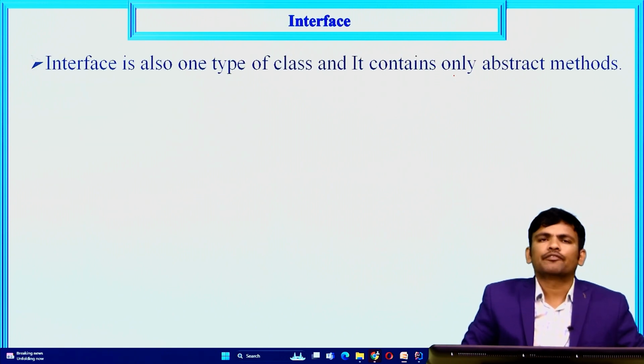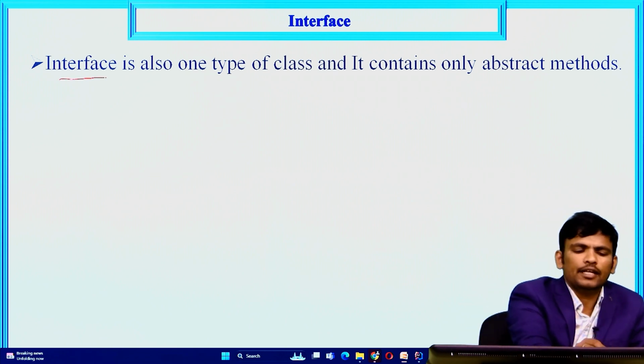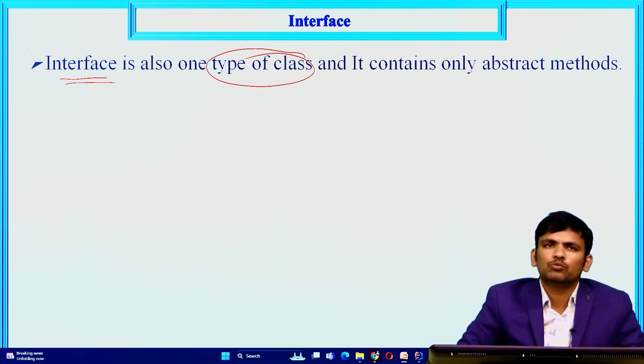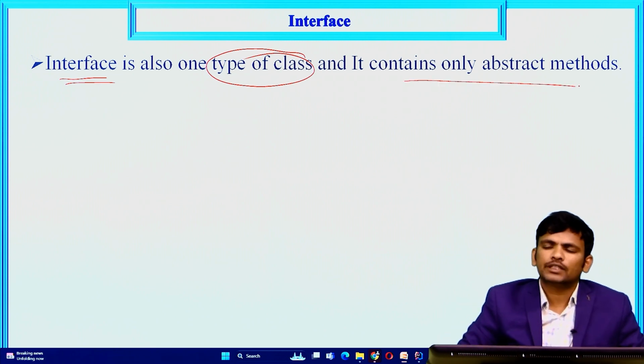So what is an interface? An interface is one type of class and it contains only abstract methods. It's not actually a class, but it's one type of class, meaning for interfaces, .class file generation is possible. And it contains only abstract methods.